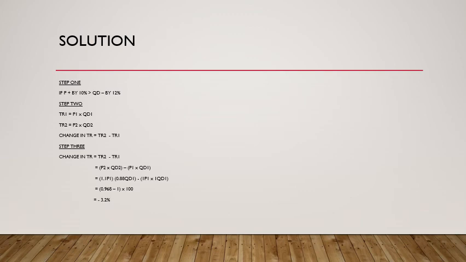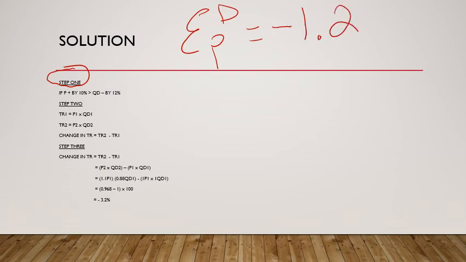And now for the solution. So let's take it step by step. Step 1. If the price goes up by 10%, as the company wants to do, then quantity demanded will decrease by 12%. Well, how do we know that quantity demanded will decrease by 12%? Because we're told that the price elasticity of demand is equal to negative 1.2.